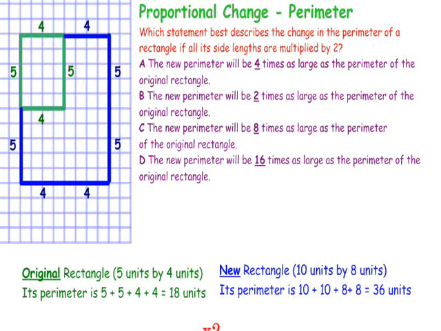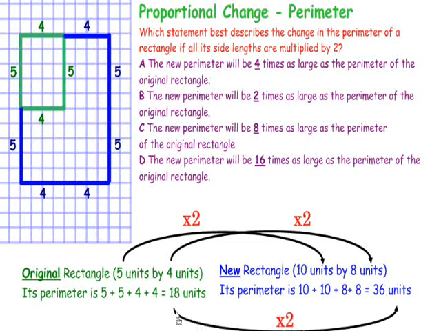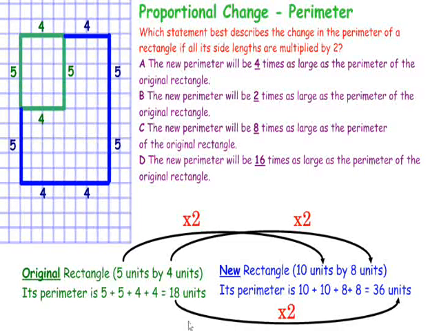Now, our scale factor held true. We did multiply the dimension of 5 by 2, and we also multiplied the dimension of 4 by 2. But what's really interesting is that the perimeters also were multiplied by 2. So our scale factor would be 2, which means our perimeter would be twice as much. So we would pick answer choice B for our problem.